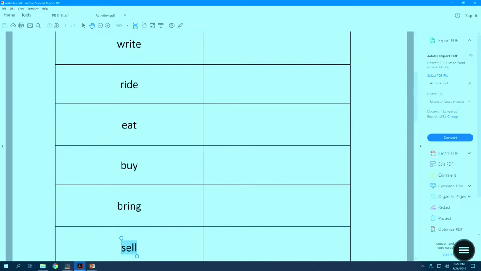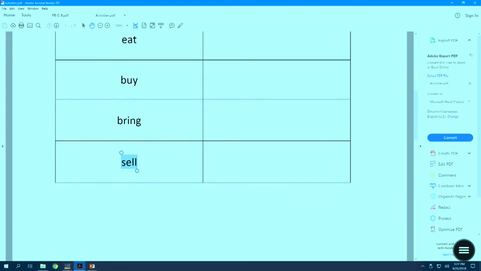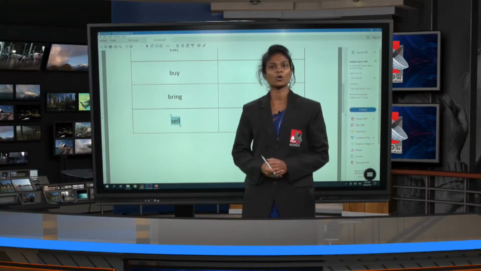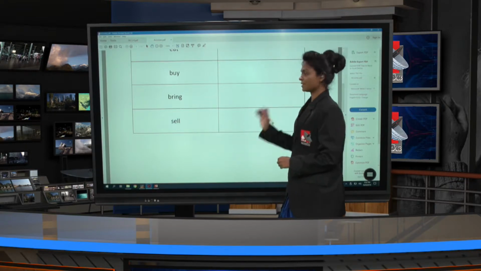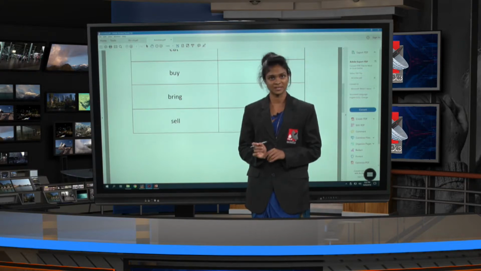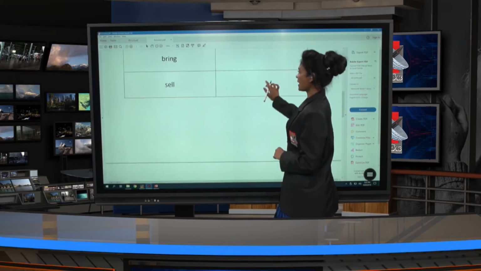Then for buy, it's bought, B-O-U-G-H-T. Then for bring, it is brought, B-R-O-U-G-H-T. Then for sell, it is sold, S-O-L-D. Then we will move to a small activity.